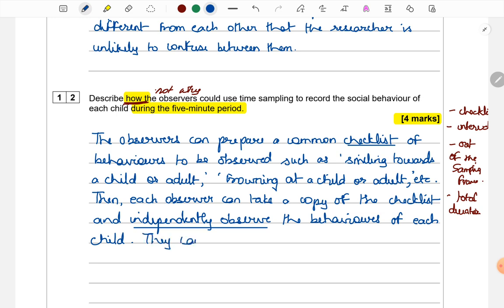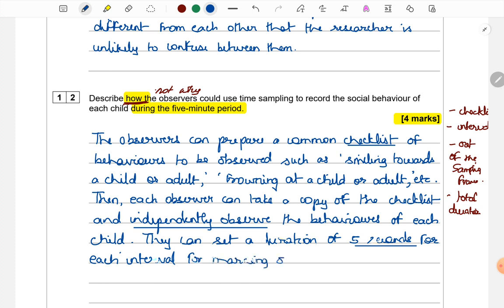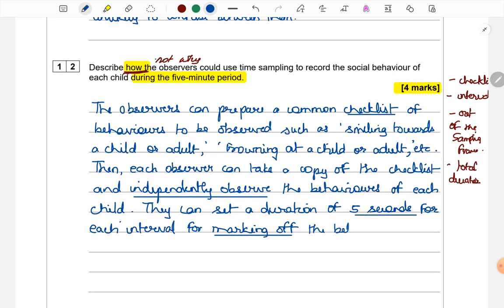They can set a duration of 5 seconds for each interval for marking of the behaviors shown by the child.